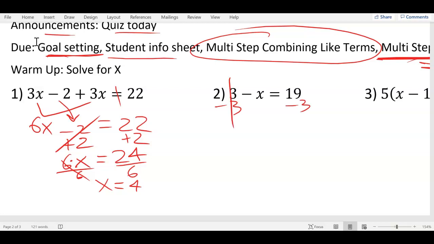Now, what do I bring down here? What is this? Negative x. Okay. Very important. If there's a negative in front of x, it's got to stay with the x. And then what's 19 minus 3? 16. 16 is not the answer. Okay? Why? There's a negative in front of x that has to go.